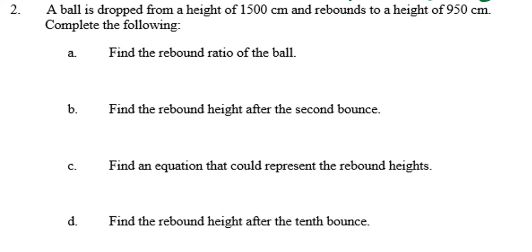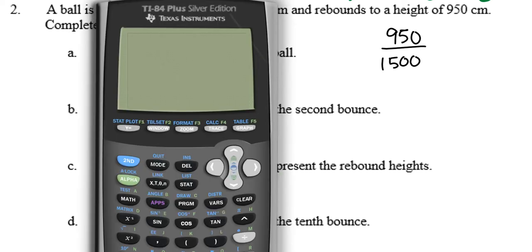And as we discussed in class, the rebound ratio is that value that we multiply the height that the ball was originally dropped from by, to approximate or predict the height that it will rebound to. And it's nothing more than the height that the ball returns to, in this case 950, divided by the height that it was dropped from, which is 1,500. So this is the rebound ratio.